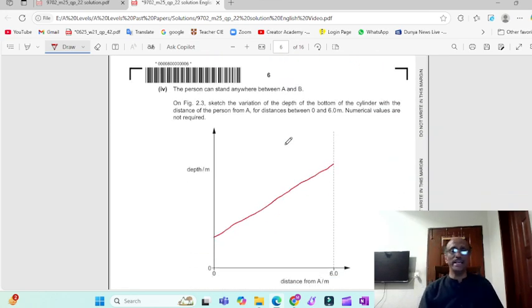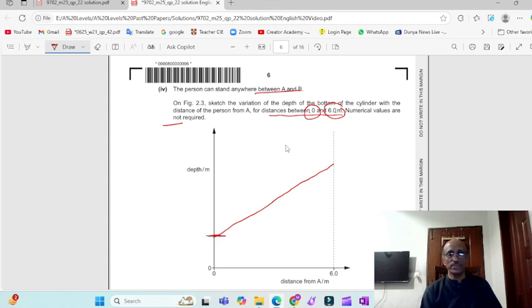The person can stand anywhere between A and B, and the variation of the depth of the bottom of the cylinder with the distance is required from the distance 0 to 6 meter. Now these are the requirements. So your graph will start from the distance 0 and then it will terminate exactly at 6. You can't proceed this graph in the forward direction. Numerical values are not required.